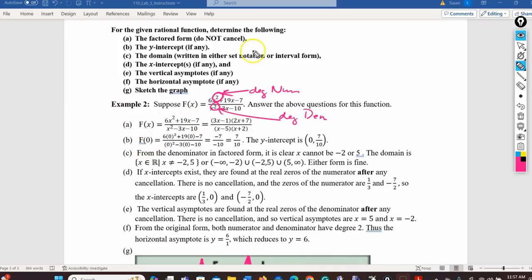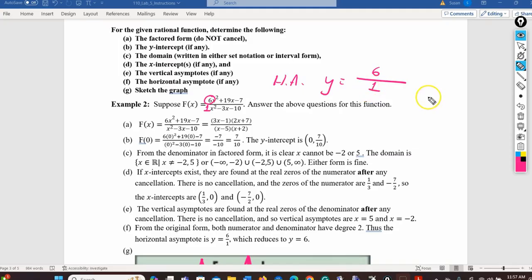So back on the previous page, you had 3 cases of what to do with horizontal asymptotes. If the degree of the numerator is equal to the degree of the denominator, then you do have a horizontal asymptote. And so the horizontal asymptote is going to be y equals the leading coefficient of the numerator, which is 6, divided by the leading coefficient of the denominator, which here is understood to be 1. But of course, 6 over 1 simplifies to 6. So my horizontal asymptote is y equals 6.